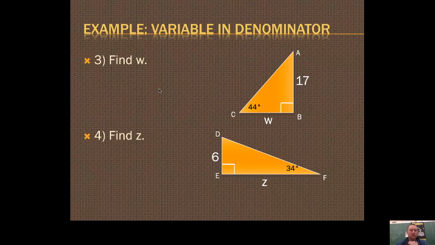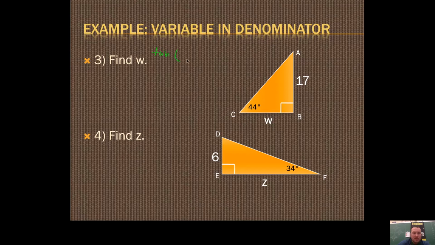This is section 7.5 on the tangent ratio. We're going to look at what happens when there's a variable in the denominator. We have a right triangle. We have an acute angle. We know the length of one leg. We want the length of another leg.